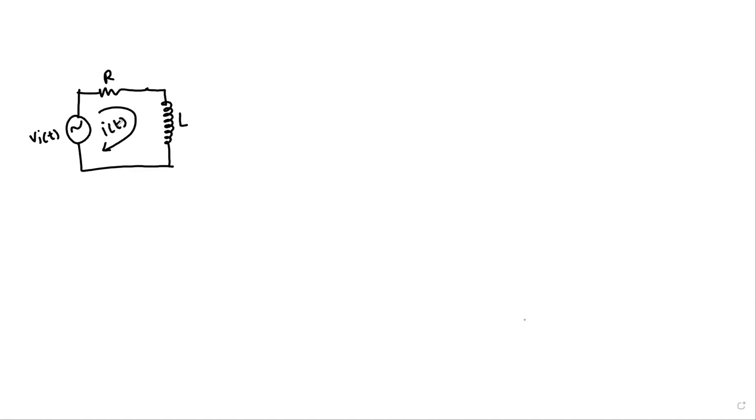So in this module, we continue with the filters. We have this sine wave source Vi of t, and we have a resistor R. And instead of a capacitor, let's put a coil here. So that's an inductor. And then the loop current is indicated by I of t right over here. So we try to obtain the frequency response of this circuit.